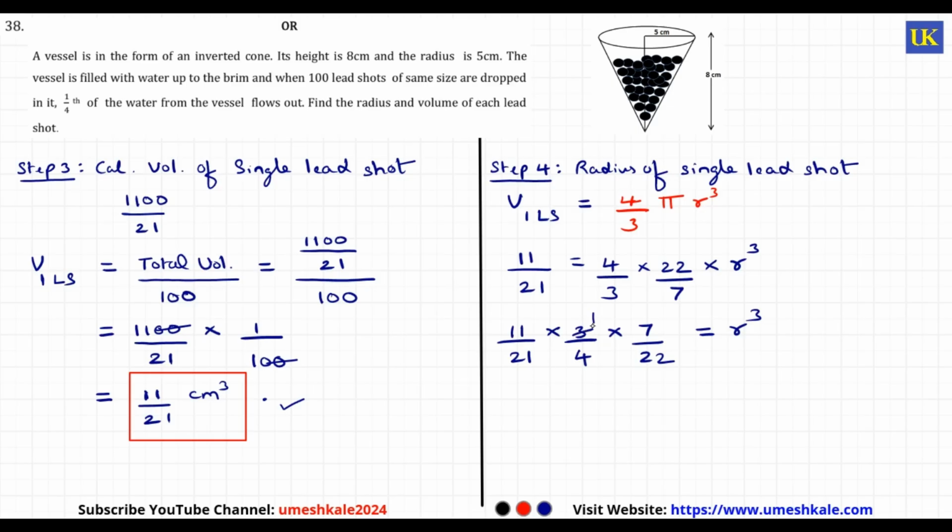Now 3 ones are 3, 3 sevens are 21, 7 ones are 7, 7 ones are 7, 11 ones are 11, 11 twos are 22. So here what we are left with is 1 upon 4 into 4, that is 1 upon 8, is equal to r cube. Okay. So we'll send the cube to the other side. When we send the cube to the other side, it will become cube root. So the cube root of 1 upon 8 is equal to r.